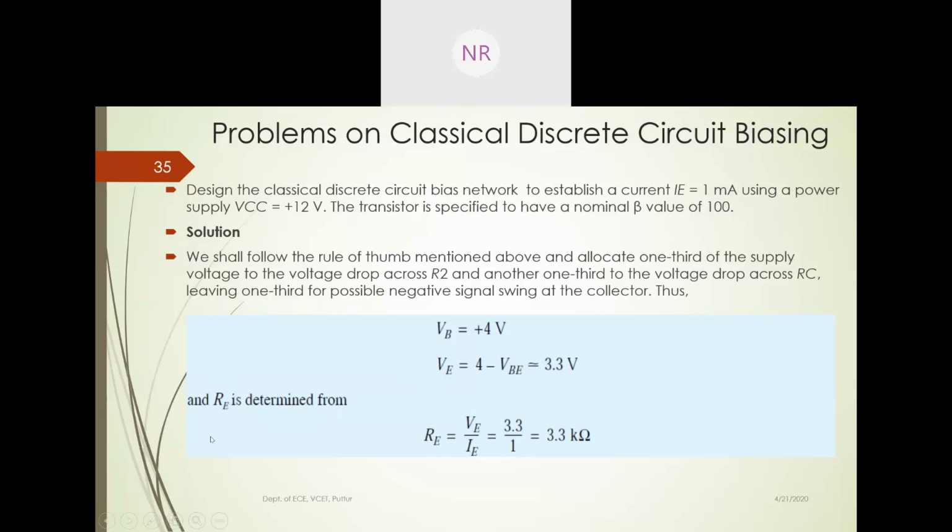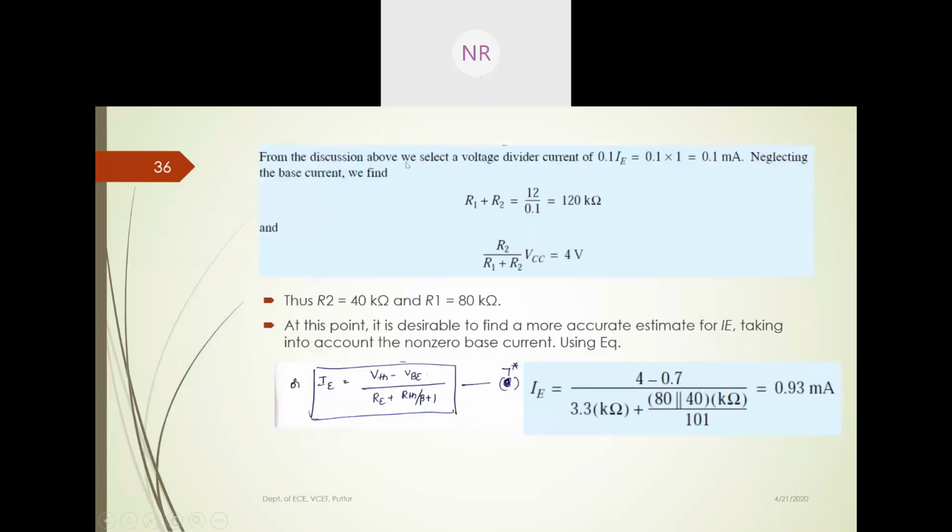Now determine the RE value, because I know the IE value and the VE value, so I can easily calculate RE. VE by RE is 3.3 divided by 1 milli, which is nothing but 3.3 K. Next, from the discussion above, we select a voltage divider current of 0.1 IE. This is the first design. In the second design, we consider the voltage divider current as IE, which is 1 milliampere.